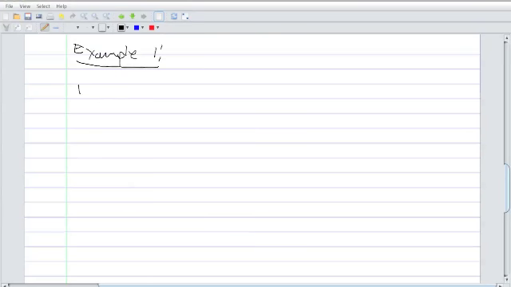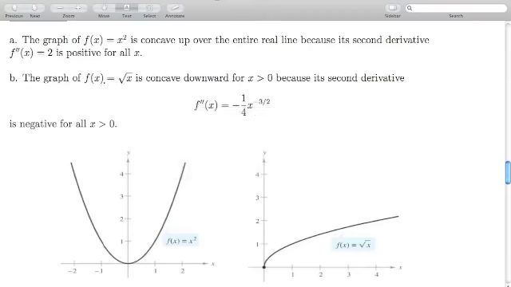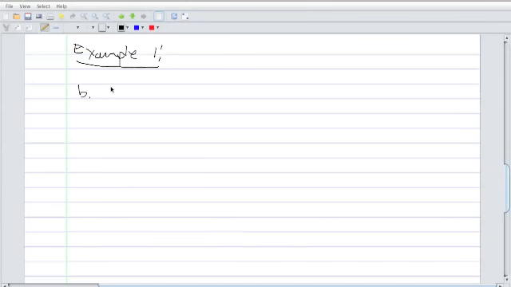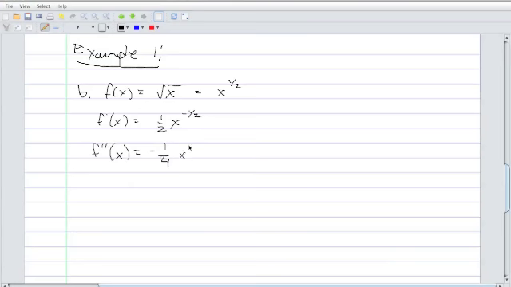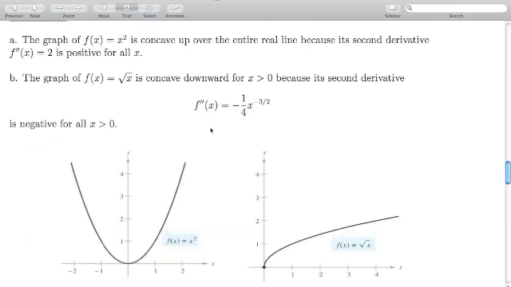So again, in example 1, part B, we were given f of x equal to the square root of x. And again, this is going to be equal to x to the 1/2. So then your f prime is going to be 1/2 x to the minus half. So then your f double prime is going to be a minus quarter x to the minus 3/2. That's where this comes from.